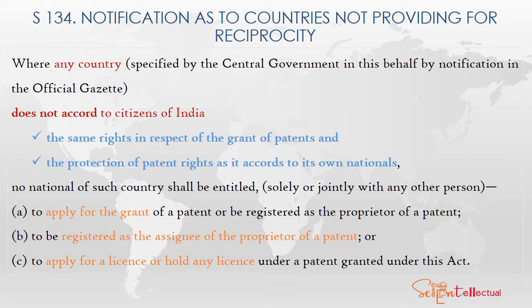That is, if any country denies or does not give the same right as their own citizen to the citizen of India in respect of grant of patent, or does not give the protection of patent rights in the same manner as their own citizen to the Indian citizen, then no one from that country is also entitled to apply for a patent application in India. No one can register as assignee of the proprietor of patent, and no one can apply for license or hold a license under the patent in India. That is, reciprocity should be maintained.